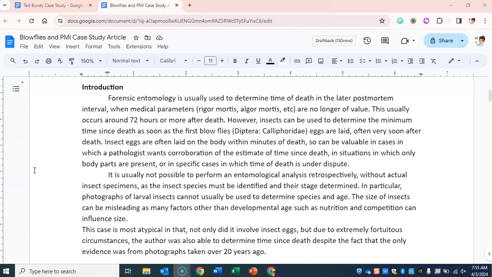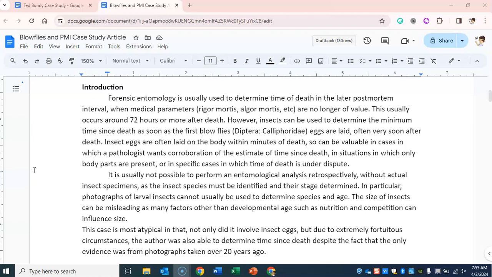Insect eggs are often laid on the body within minutes of death, so can be valuable in cases in which a pathologist wants corroboration of the estimate of time since death, in situations in which only body parts are present, or in specific cases in which time of death is under dispute. It is usually not possible to perform an entomological analysis retrospectively without actual insect specimens, as the insect species must be identified and their stage determined.